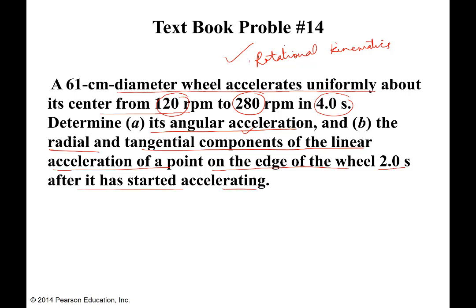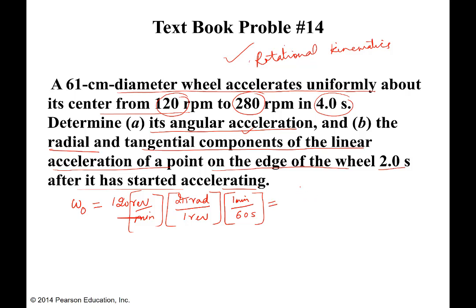So first of all, we are going to convert the rev values. We are going to convert omega naught, that is 120 revs per minute, into radians per second. So you know the drill, 2 pi radians over 1 rev. And for the minute, we are going to substitute 1 minute over 60 seconds and go ahead and solve its radians per second value. So 12.57 radians per second, sorry, not meters per second. This is angular velocity, not linear velocity.